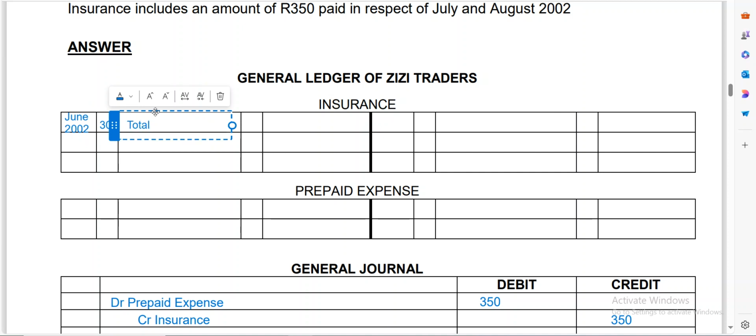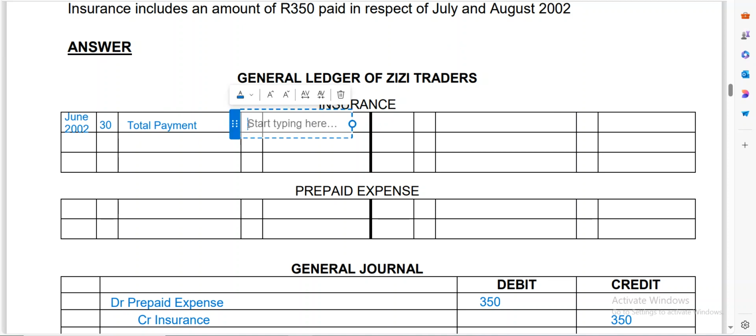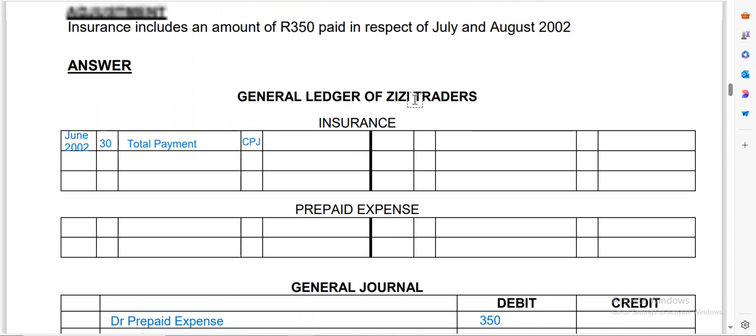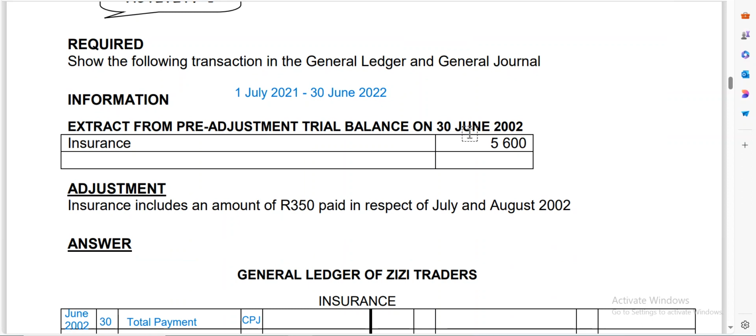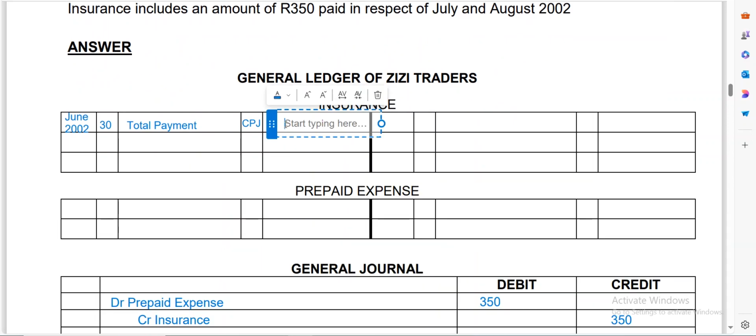Remember, you are posting total payment. And then where did we see this? We saw this in the cash payment journal. So we'll just write cash payment journal here, right? Remember, the payments are shown in the cash payment journal. This total payment, you are seeing them in the cash payment journal. So now what is the total for insurance that was paid according to this? They said it's 5,600, so we'd have that 5,600 here.